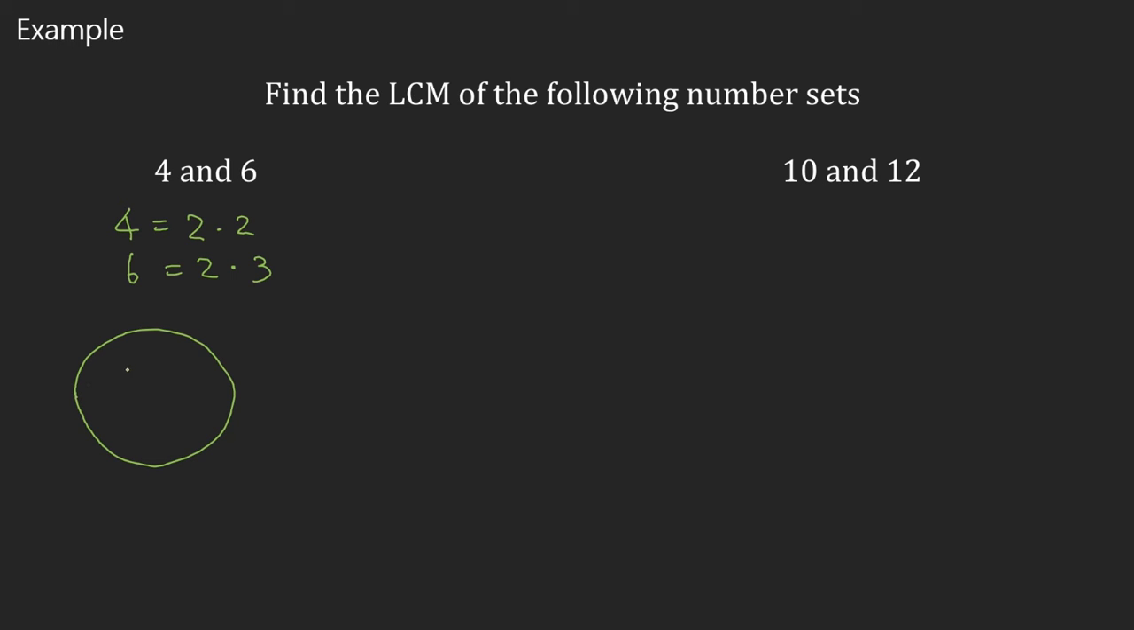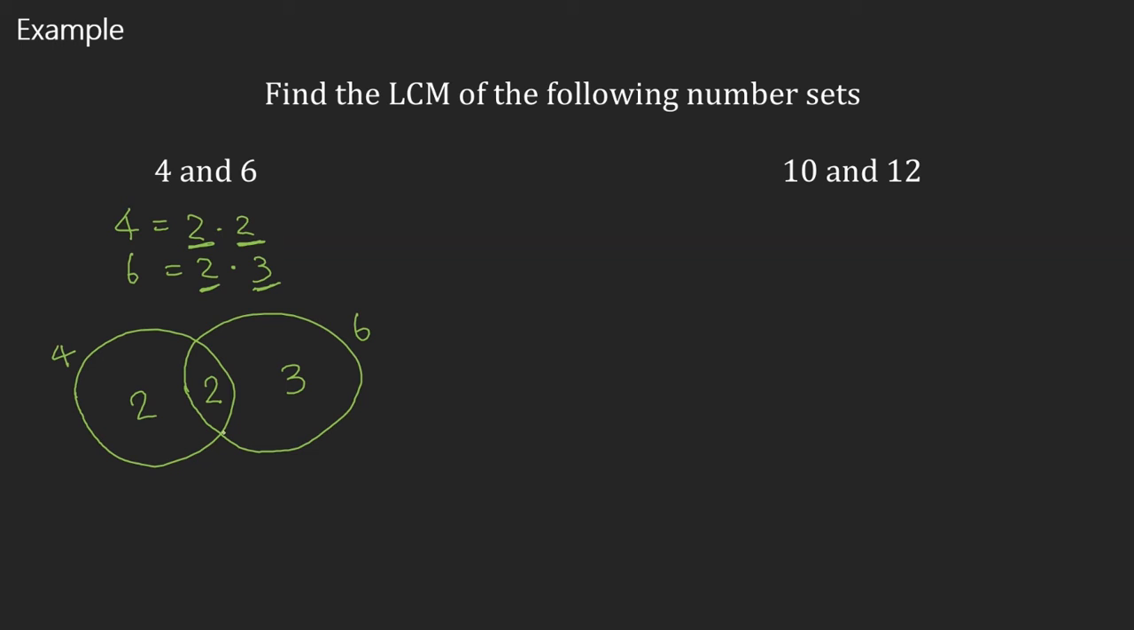We have one circle that will group all the prime factors for number 4. Then we have another circle that will group all the prime factors for number 6. Okay, so because 2 is a common factor to both, it will be sitting in the overlapping region where the two circles overlap. Then we have another 2 that belongs only to number 4, so it will be sitting right here. And we have another 3 that belongs only to number 6, so the 3 will sit here.